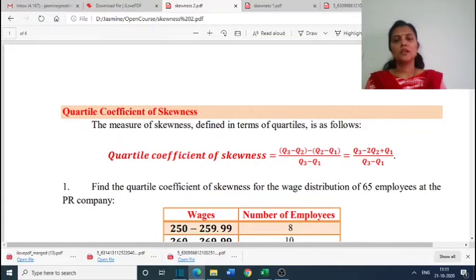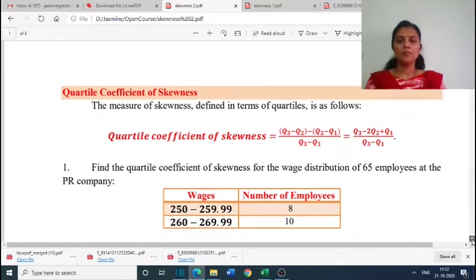Today we have the quartile coefficient of skewness and the percentile coefficient of skewness. The first one is the quartile coefficient of skewness. The measure of skewness defined in terms of quartiles is as follows. We have already defined Q3, Q2, Q1, and the quartile coefficient of skewness is Q3 minus Q2 minus Q2 minus Q1 divided by Q3 minus Q1, or Q3 minus 2Q2 plus Q1 divided by Q3 minus Q1.